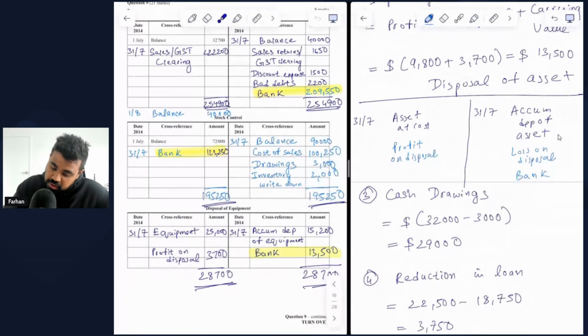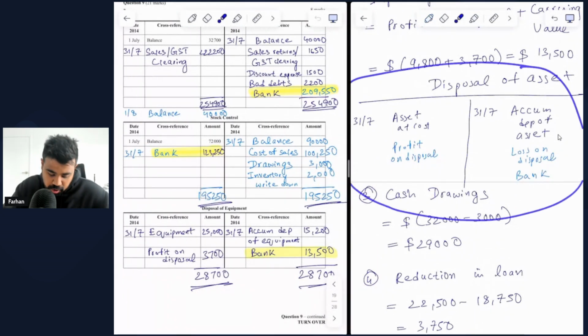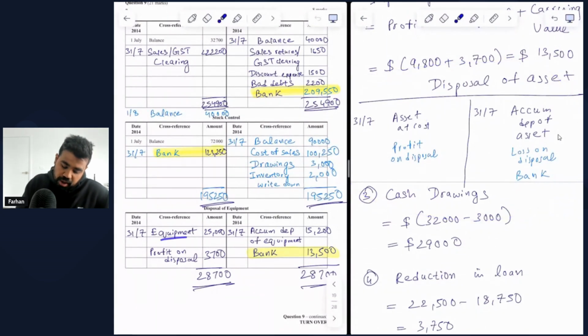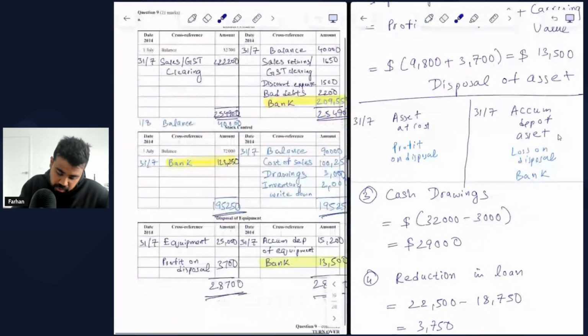So based on this format that I've drawn here on the right-hand side, let's use that and see how this can be utilized for our old equipment. On the debit side, we got asset at cost. So the equipment at cost was $25,000, which is mentioned in the second additional information.